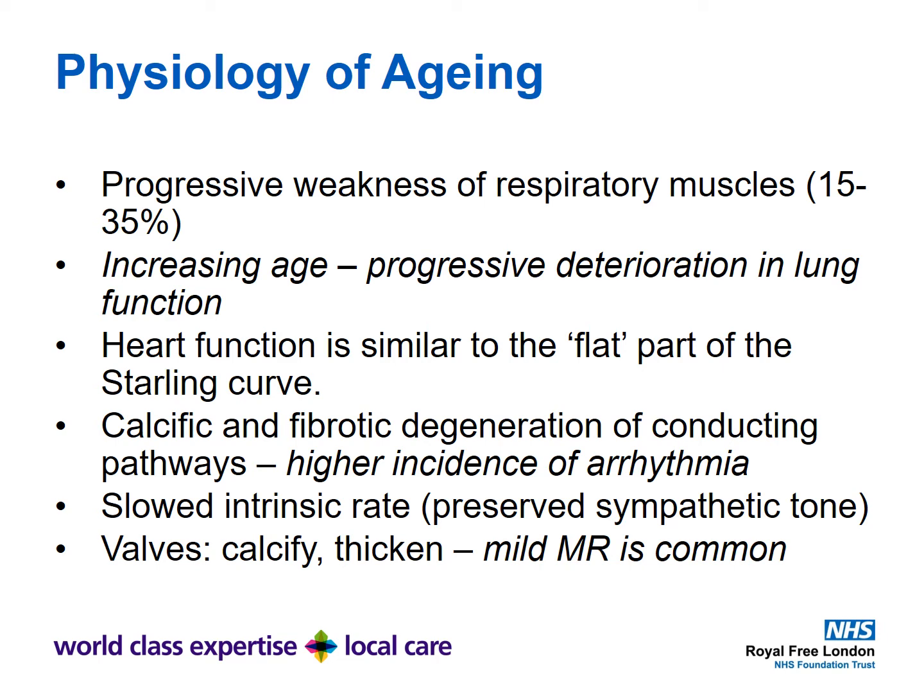You also get calcific and fibrotic degeneration of the conducting pathway, so for example the most common arrhythmia being AF, and you'll know that the older patients get, the more common AF becomes. You get a slowed intrinsic rate, with preserved sympathetic tone. If we were to do echoes on every older person, we'd find that the valves are often calcified and thickened, and that mild mitral regurgitation is common.